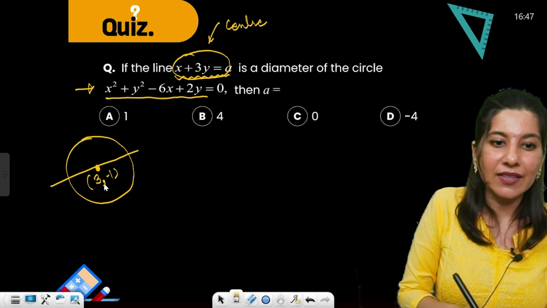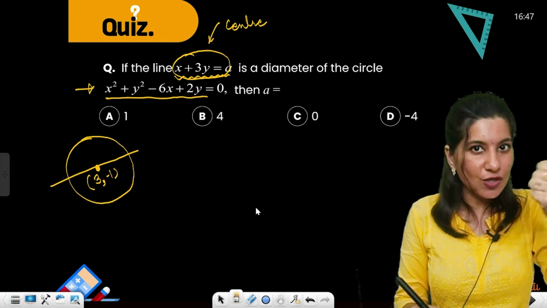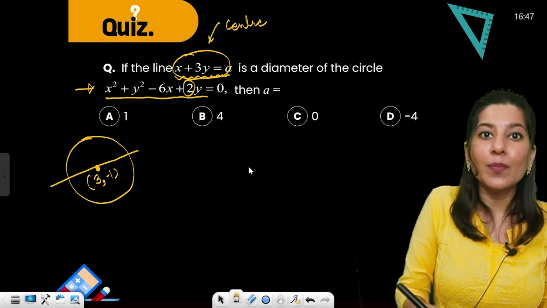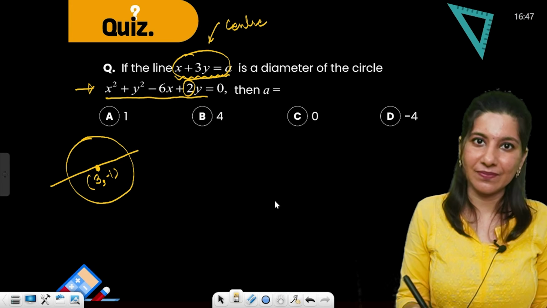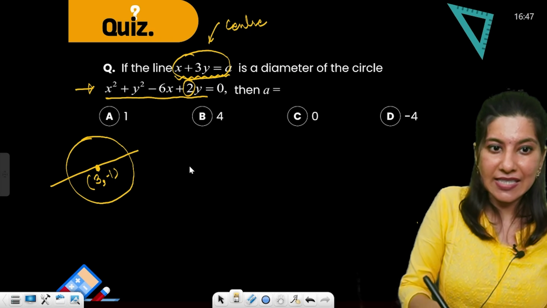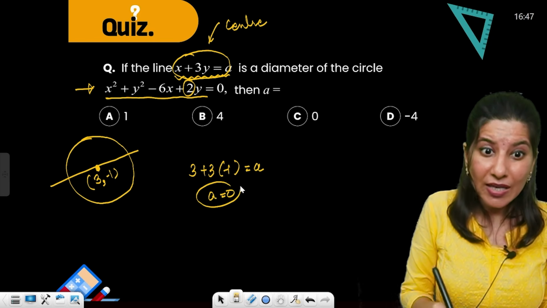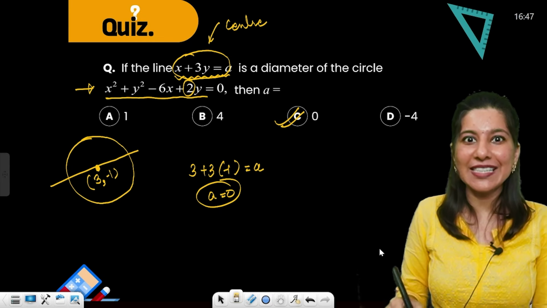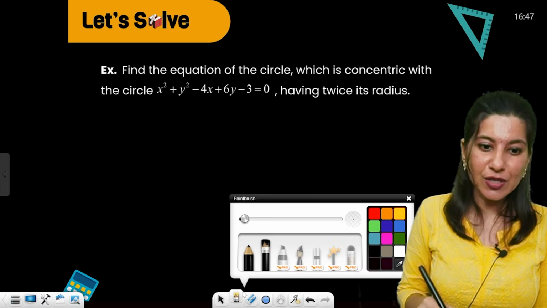The center will be (3, -1). Are you able to do it more quickly? So, -6: just drop the sign, 6 divided by 2 is 3. And this is 2: drop the sign, -2, divided by 2 is -1. Done. (3, -1) will be the center, which will satisfy this line. So 3 plus 3 times -1 equals a. So a is coming out as 0 in this case. So the line is also passing through the origin because the constant is coming out as 0.